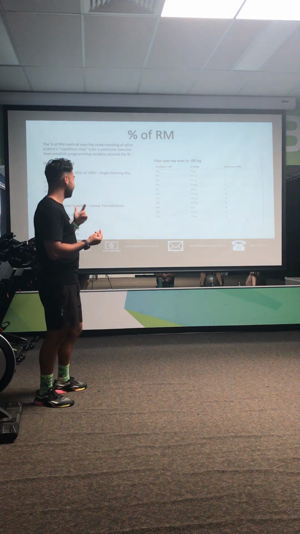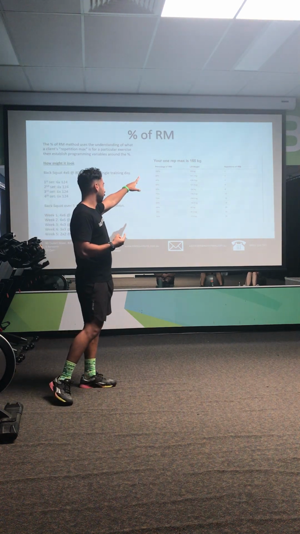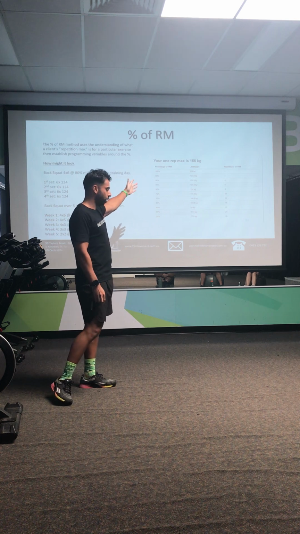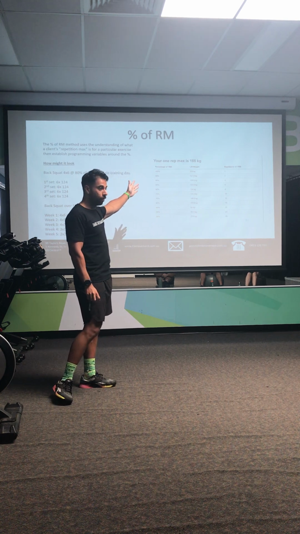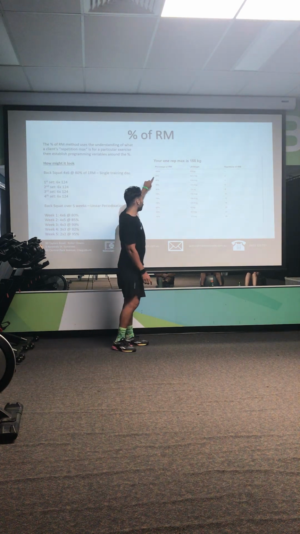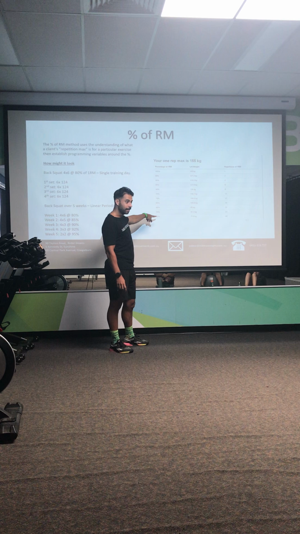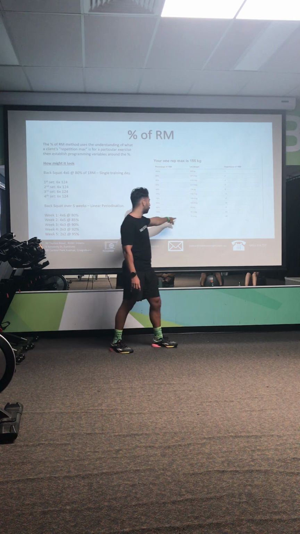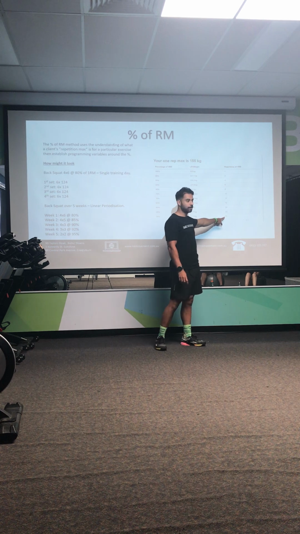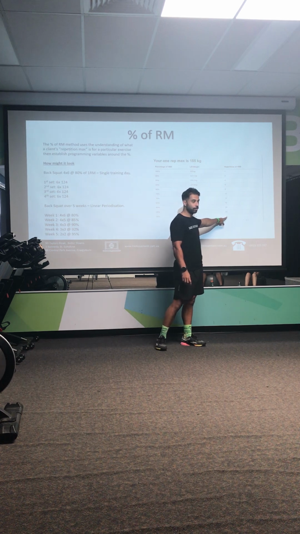Right, so here's an example of a person's 1 rep max, whose 1 rep max is 155. You've got your percentages down the bottom, right? Based on the percentage, what the weight would be and what their estimated reps they could do, right?